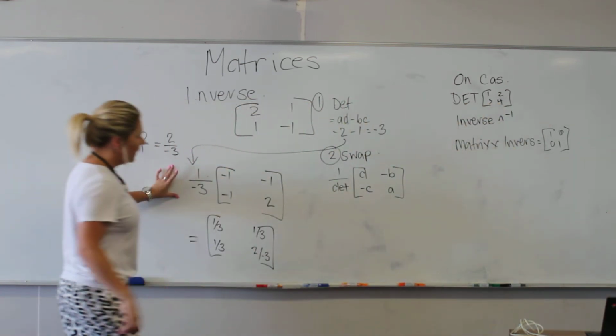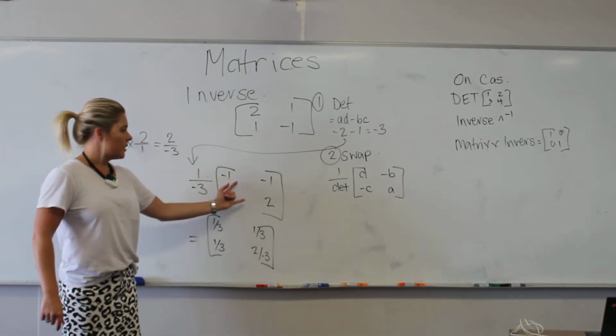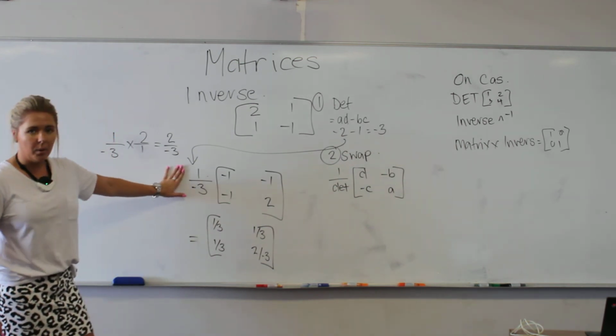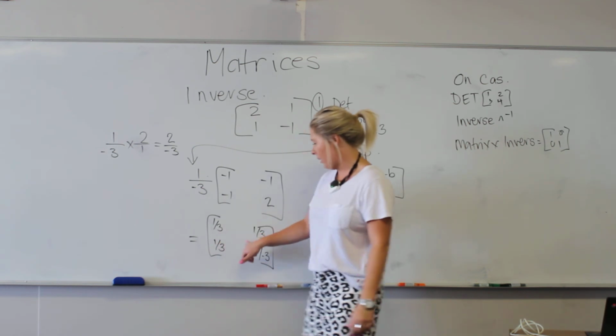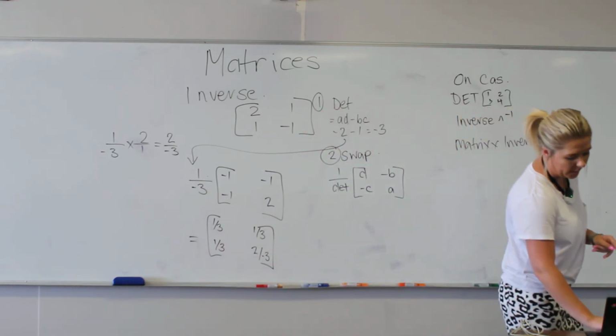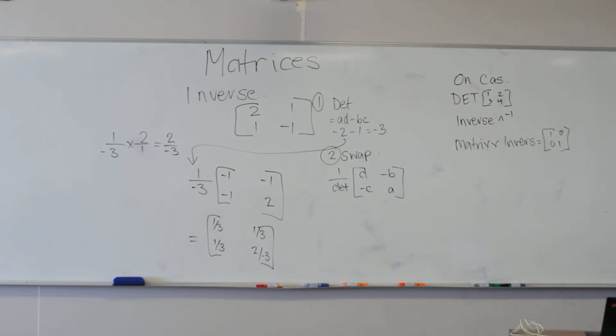So if we're looking here, take your original values from up the front here. Those two values have swapped, and those two values have become negative. We have our negative 1/3 out the front, times all that through, and we have a third, a third, a third, and negative 2 over 3. Alright, and I think that will be about it for that one.